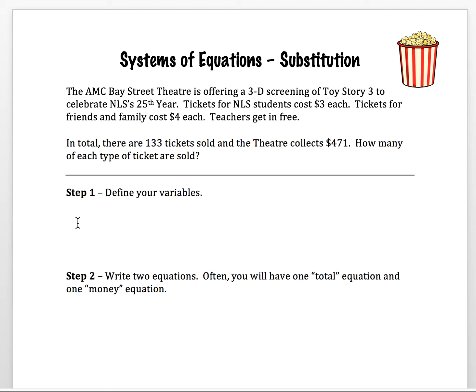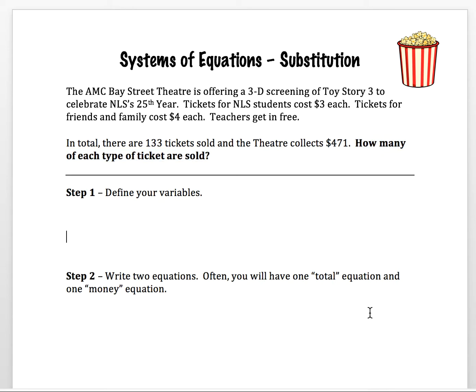The AMC Bay Street Theater is offering a 3D screening of Toy Story 3 to celebrate NLS's 25th year. Tickets for NLS students cost $3 each. Tickets for friends and family cost $4 each. Teachers get in free. In total, there are 133 tickets sold and the theater collects $471. How many of each type of ticket are sold?